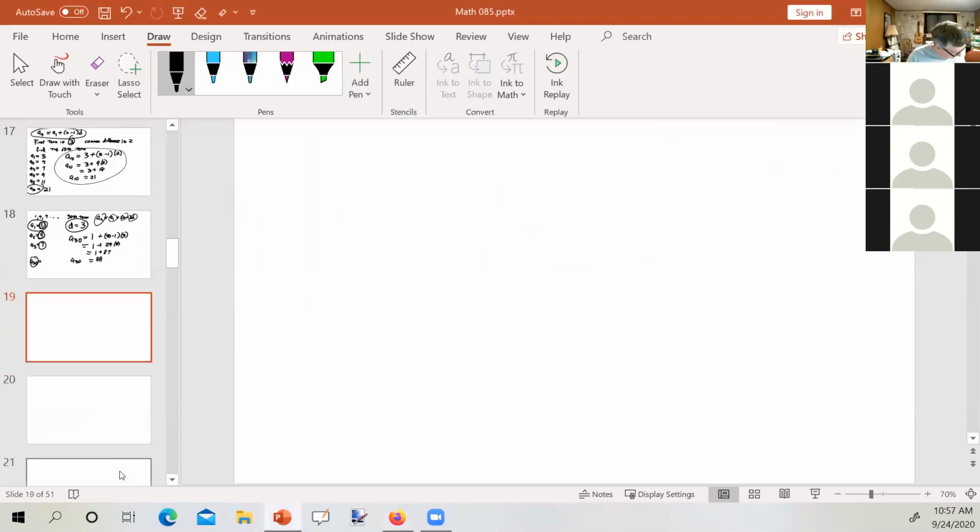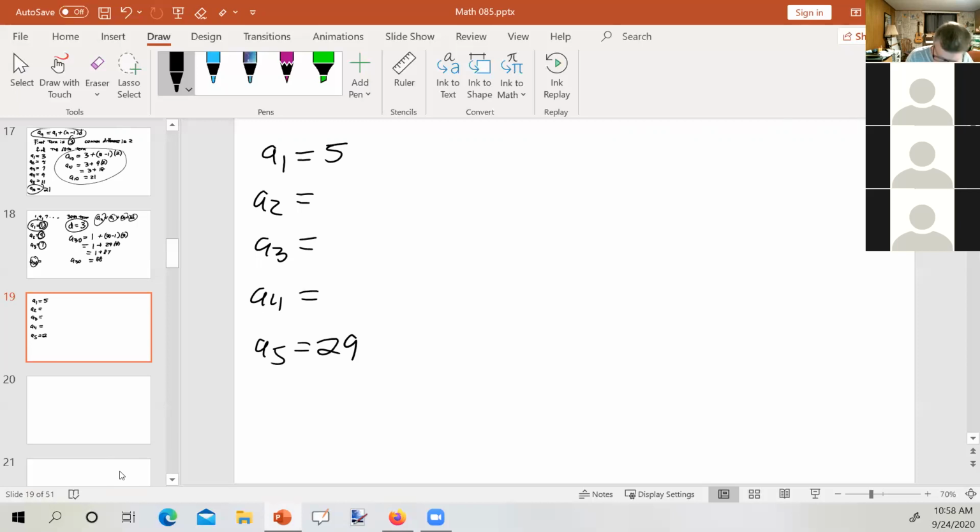Let's take a look at another one. This says, write the first 5 terms of an arithmetic sequence with the following properties. The first term is 5, and the 5th term is 29. Now, why did I write all that? It says find the first 5 terms. So I want to find a sub 1, a sub 2, a sub 3, a sub 4, and a sub 5. They gave me a sub 1, they gave me a sub 5. So I need to find the 3 middle terms.